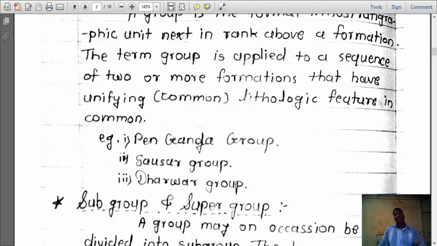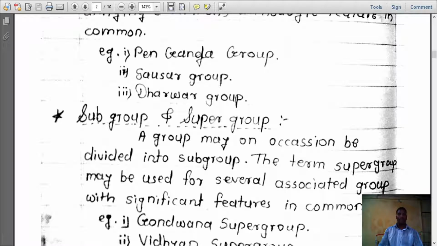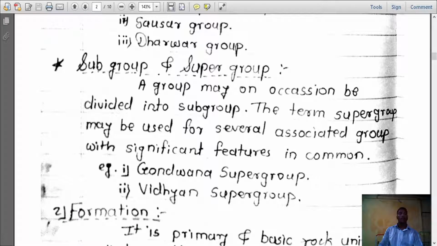A group is also classified into subgroup or supergroup. A group may on occasion be divided into subgroups. The term supergroup may be used for several associated groups with significant features in common. Examples: Gondwana supergroup, Vindhyan supergroup.